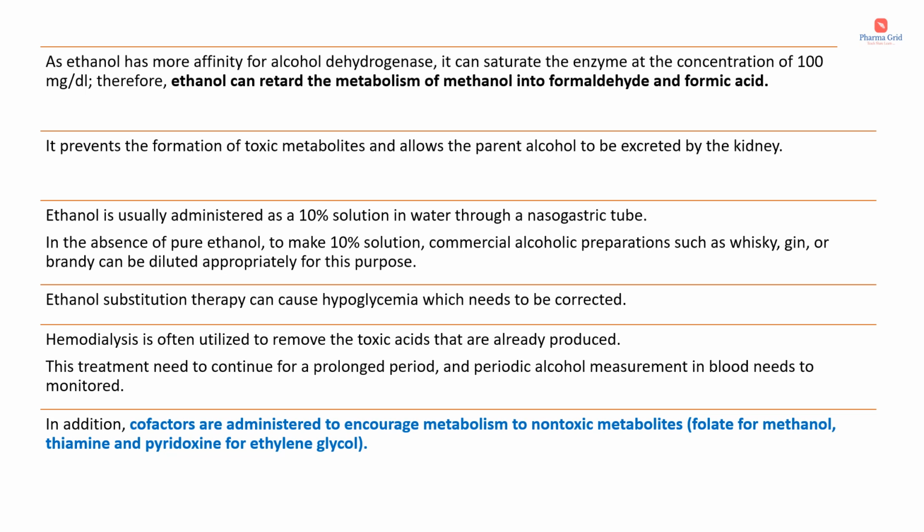Ethanol is usually administered as a 10% solution in water through a nasogastric tube. In the absence of pure ethanol, to make a 10% solution, commercial alcoholic preparations such as whiskey, gin or brandy can be diluted appropriately for this purpose. Ethanol substitution therapy can cause hypoglycemia, which needs to be corrected.